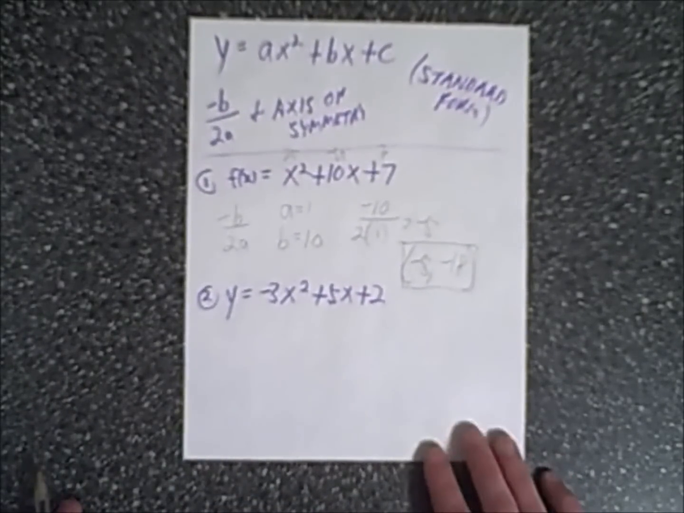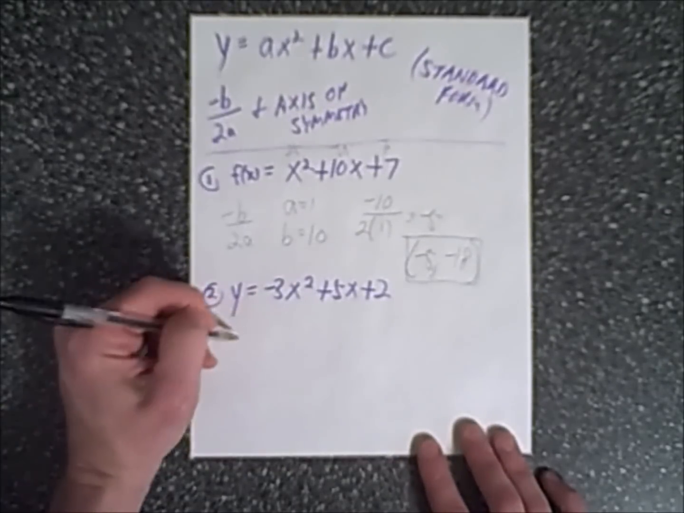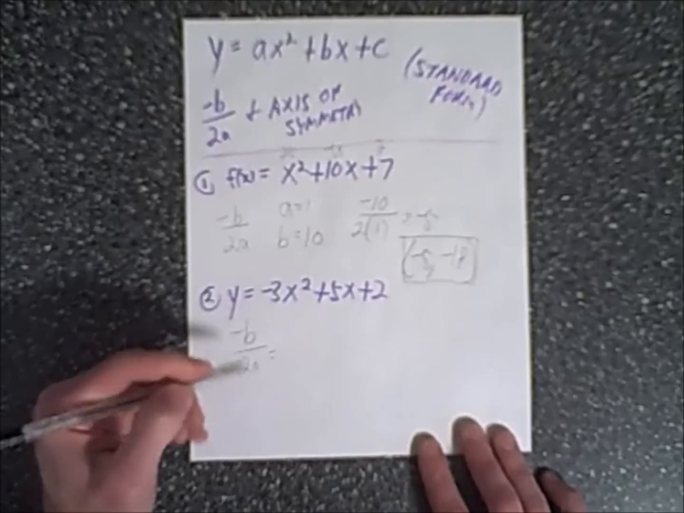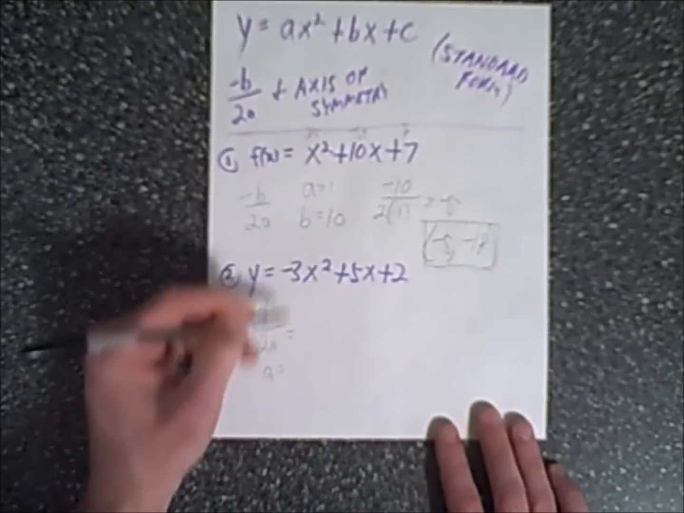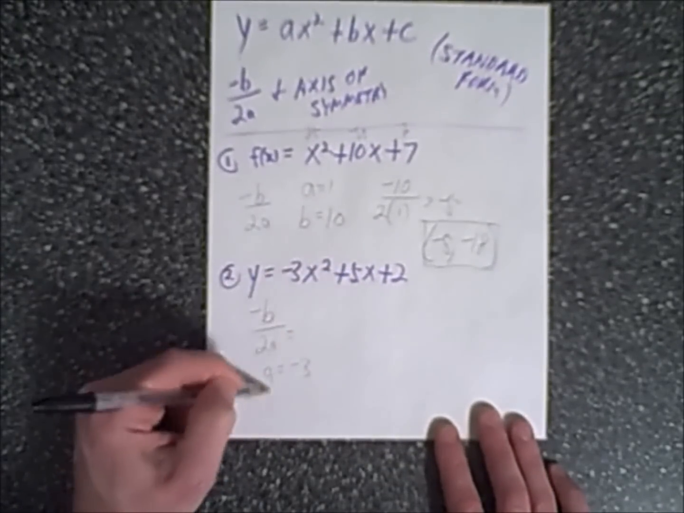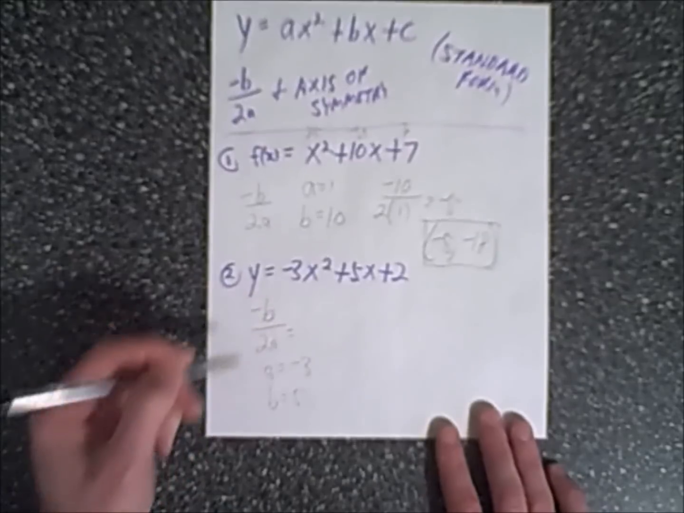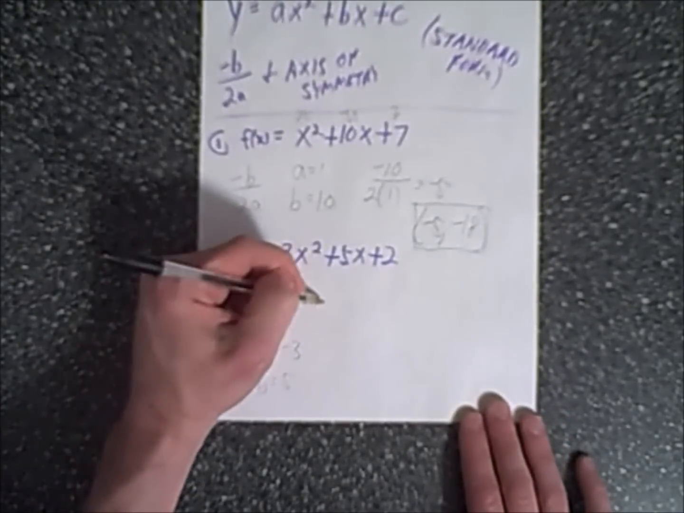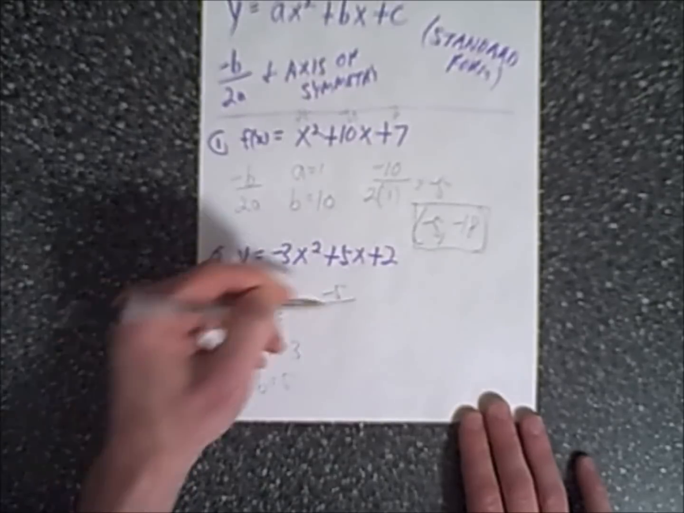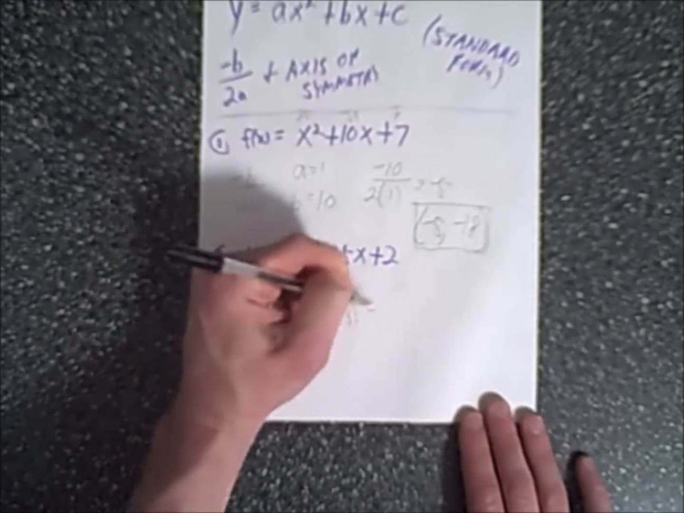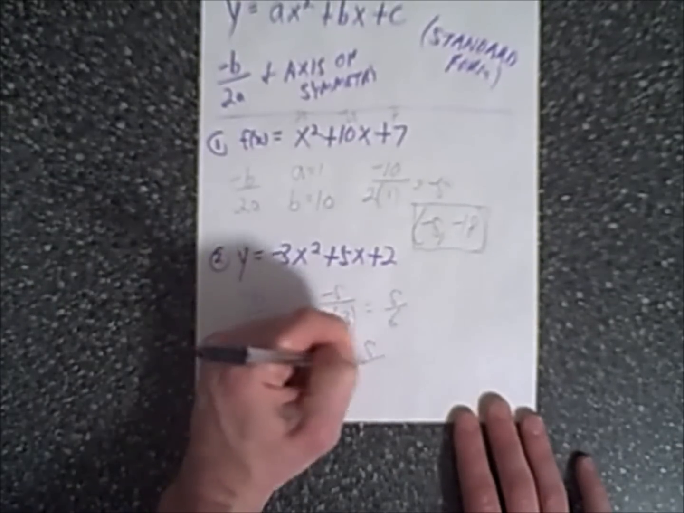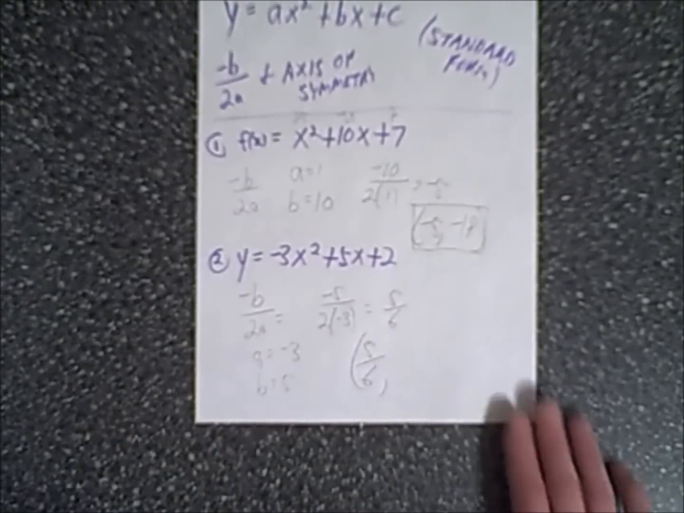So let's look at the second example. Same thing. You have negative b over 2a, where the a value is negative 3 in this case, and the b value is equal to 5. Therefore, the axis of symmetry will be negative 5 over 2 times negative 3, which is equal to 5/6. And if that's the axis of symmetry, our vertex is (5/6, something).